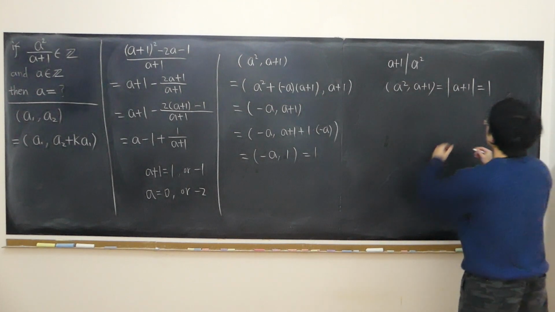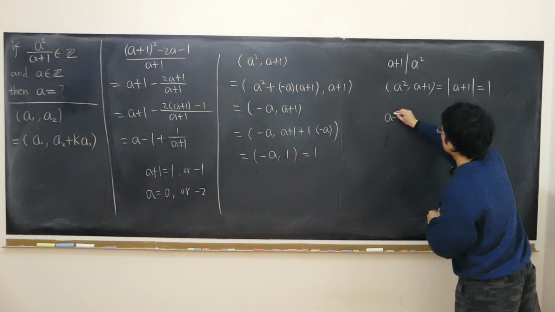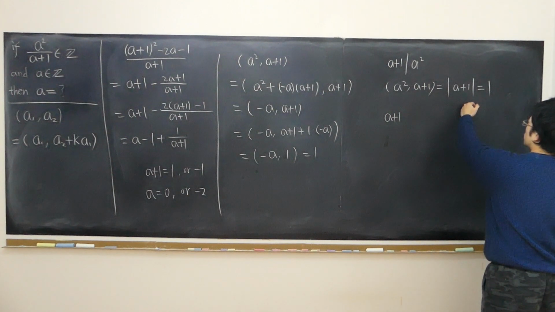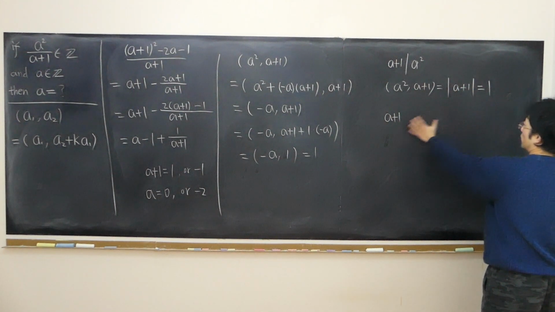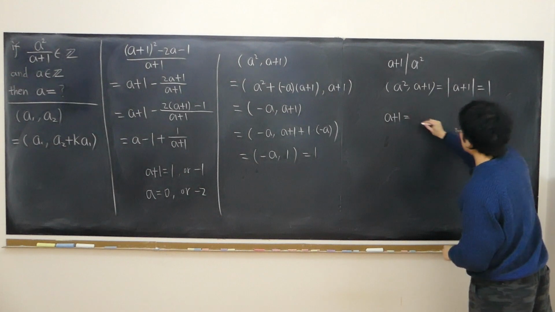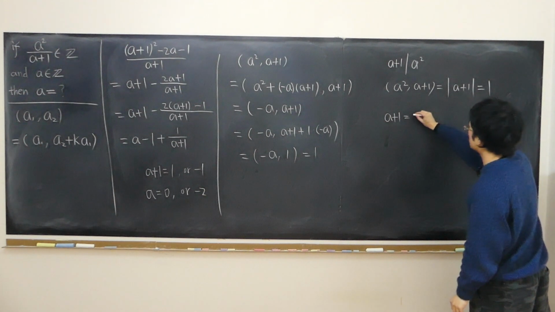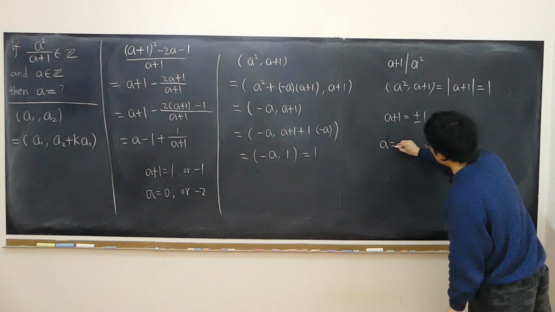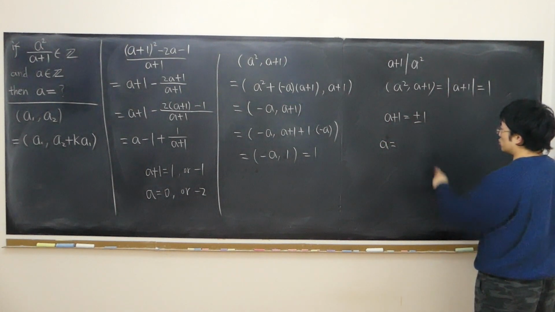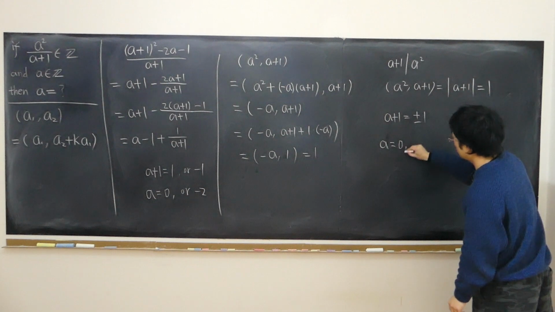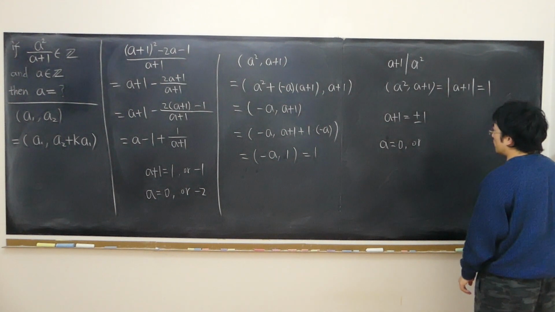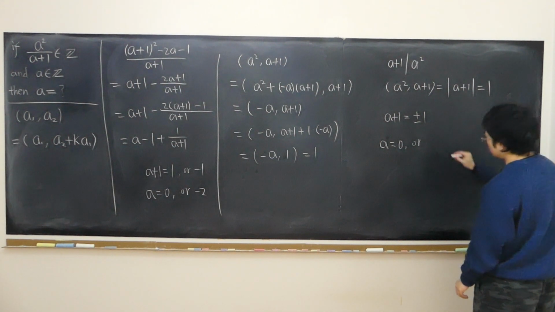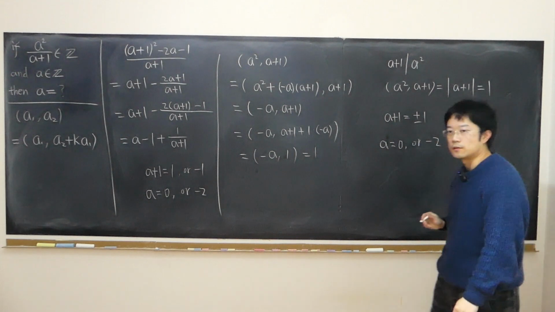So in other words, the absolute value of a plus 1 is equal to 1. So a plus 1 should equal either 1 or negative 1. In other words, if it's 1, then a is 0. If it's negative 1, then a is negative 2. The same result.